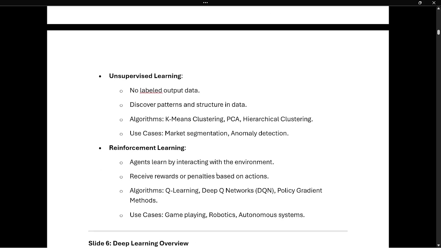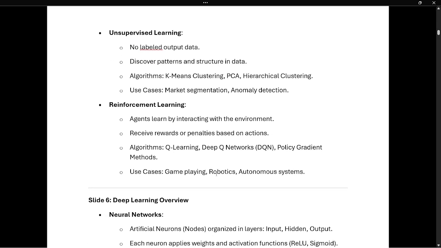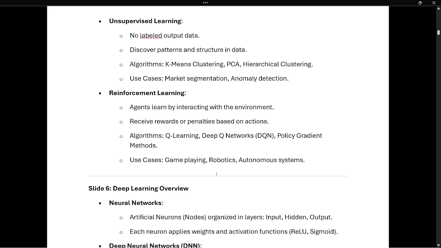Then we have reinforcement learning. The agent learns by interacting with the environment, receiving rewards or penalties based on the actions, with algorithms like Q-learning, Deep Q Network, policy gradient methods. Use cases are like game playing, how chess is getting played, robotics, automation systems.